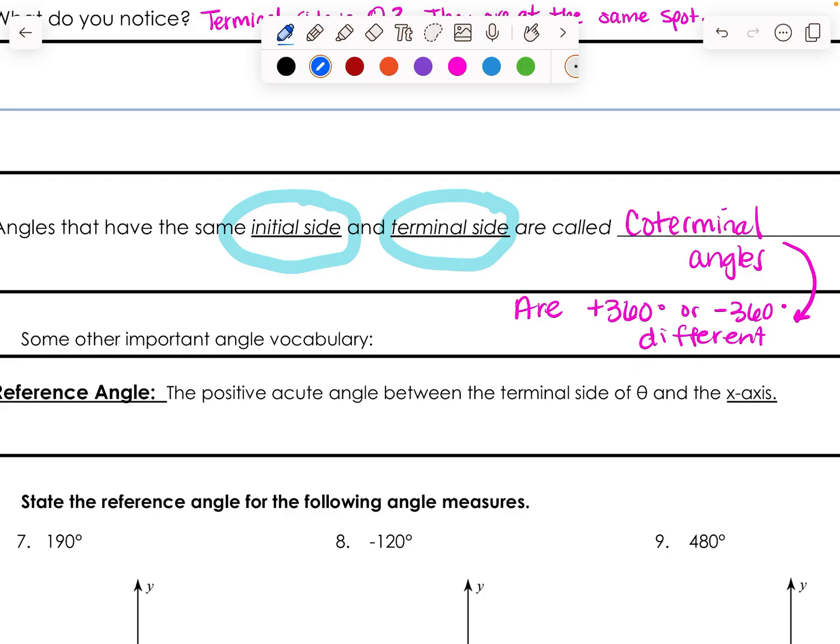So for example, if I give you a 10-degree angle, if we were to draw it, 370 degrees would also be the same beginning and end. I know 360 goes a full circle and a little bit more, but these two angles would be coterminal because they start and end in the same spots.